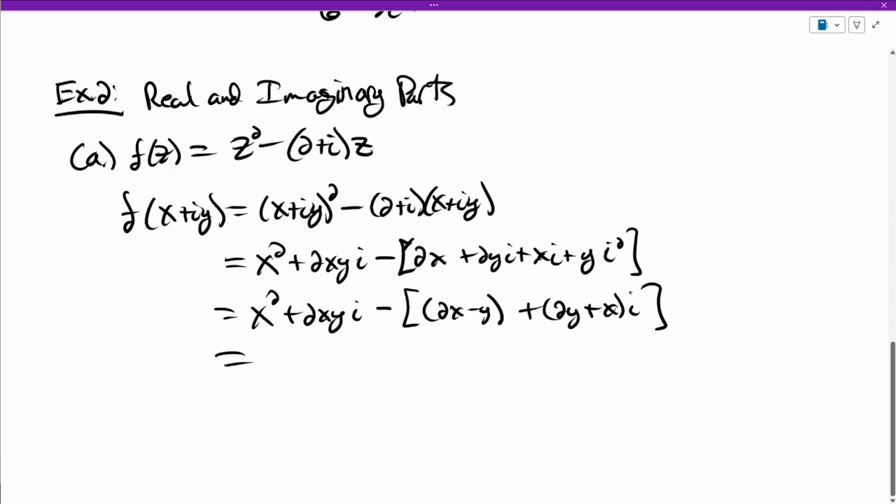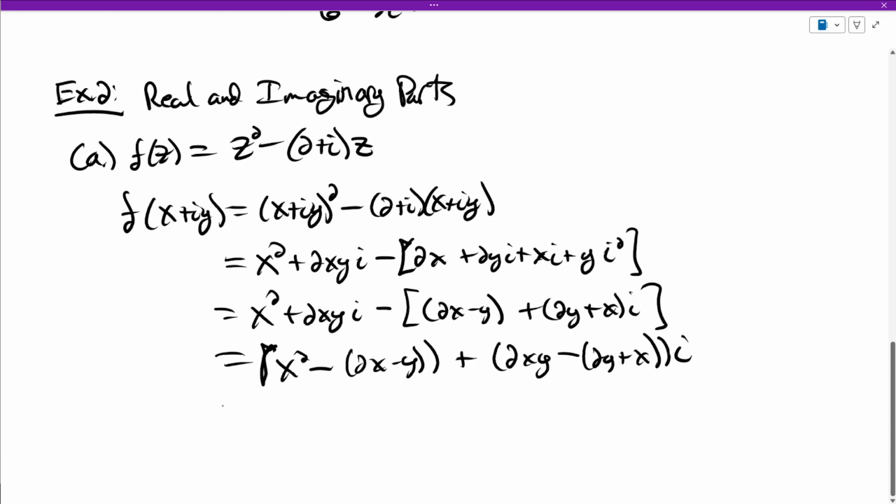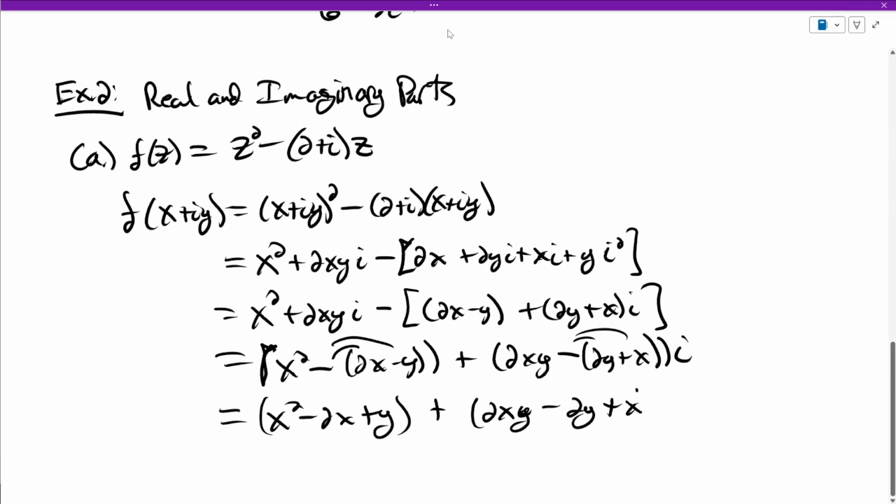Great. And now let's subtract off the real parts of these. So we're going to get x squared minus (2x minus y), and then plus (2xy minus (2y plus x)) i, that's the imaginary part. And so we're going to get, it looks like, x squared minus 2x, if we multiply that negative in, plus y. I'll associate them. And then we'll multiply that negative in, so we'll get 2xy minus 2y minus x. Oops, almost made a blunder.